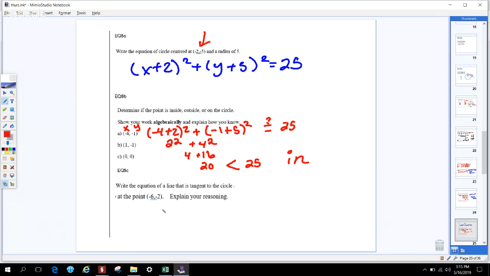Yep. Let's look at this one. Here it says, write the equation of a line that is tangent to the circle at this point. So remember that what we need to do is first we need to find the slope. So you're going to take the center of the circle. So my center that they gave us was at -2, -5. Then you take the point that they gave you. This part is one thing I really wish you could remember. -6, -2. So what we have to do is first we have to find the slope of that line.